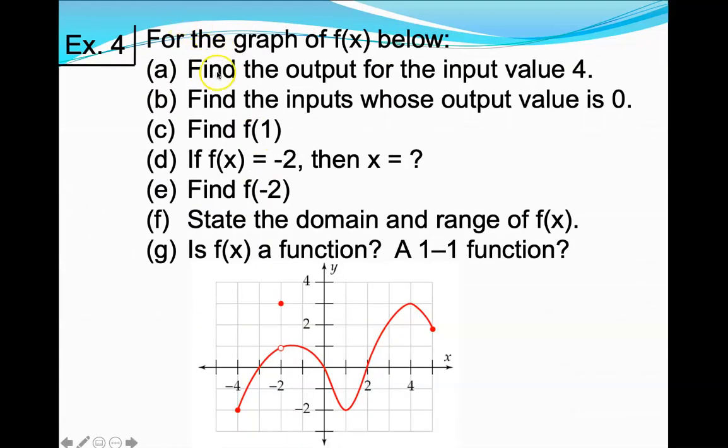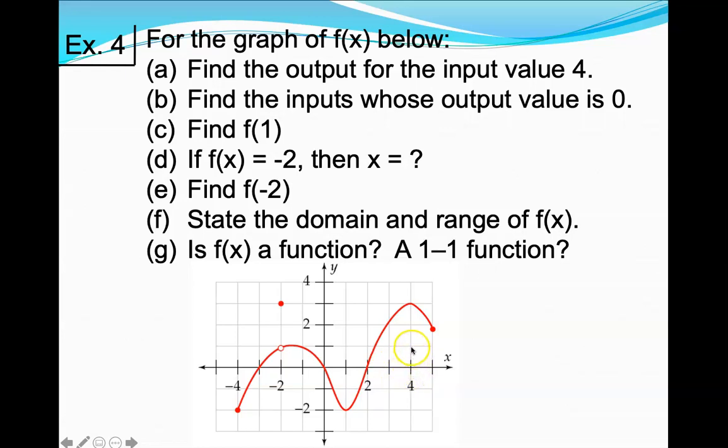So here's the idea. The output is another name for your dependent variable or your y variable or your range, and the input is your independent variable or your x. So in part A here, when it says I want an output, it means give me y when my input, or my x, is 4. So I'm going to go on the x-axis, 1, 2, 3, 4. It's right here. But I don't see a graph there. I just see my axis.